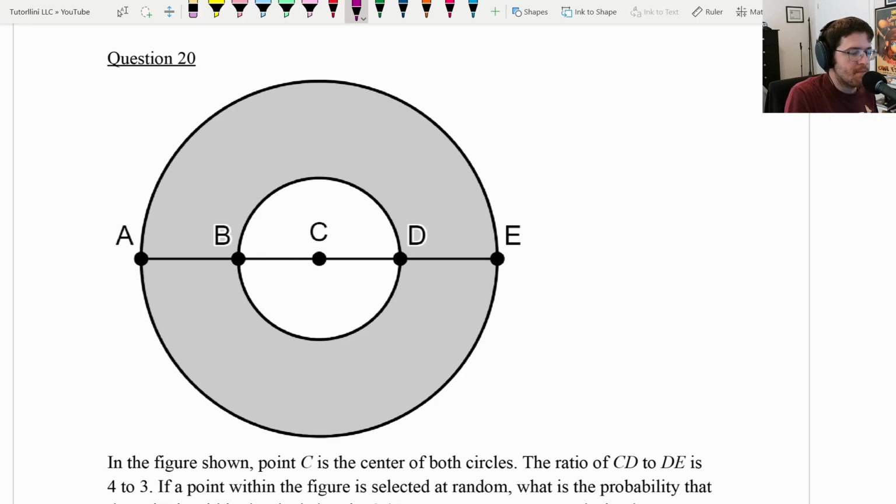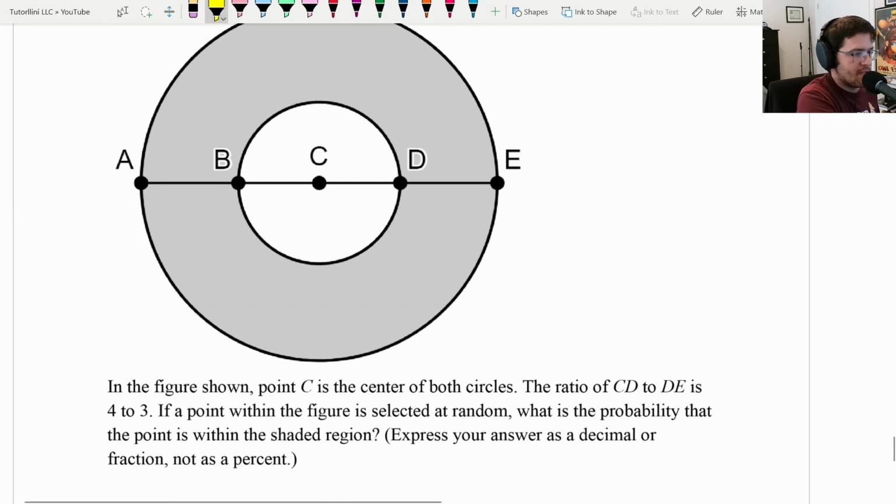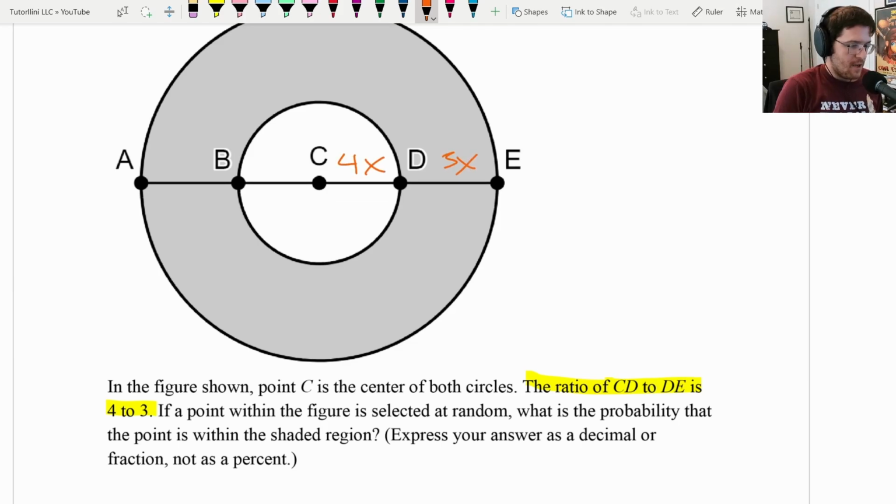Okay, question 20. So really important, guys. This says the ratio of CD to DE is 4:3. So normally when I do this, guys, I put like 4x and 3x to indicate that it's a ratio. However, it doesn't really matter.